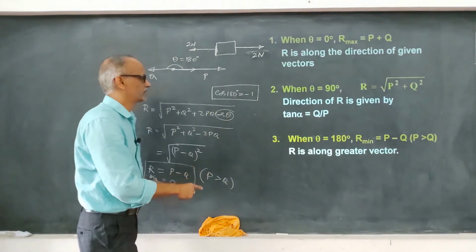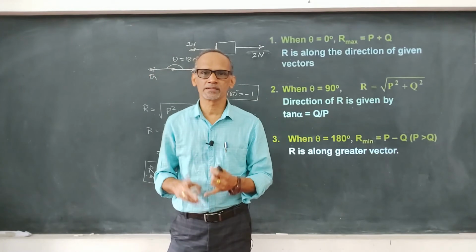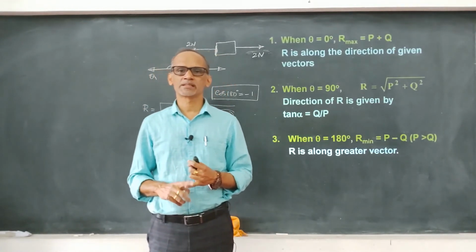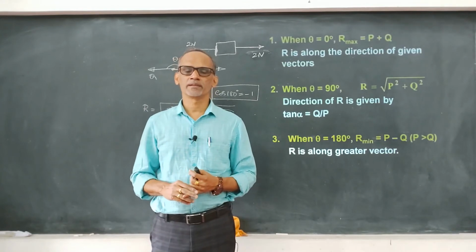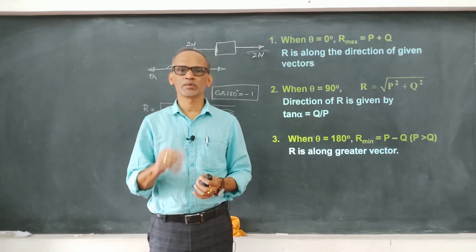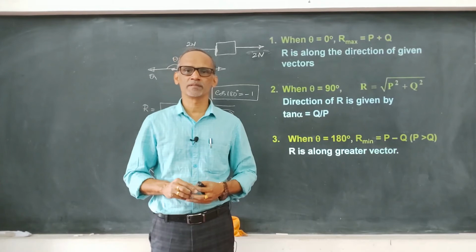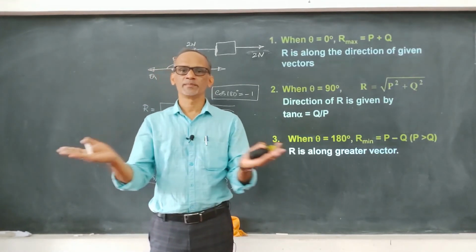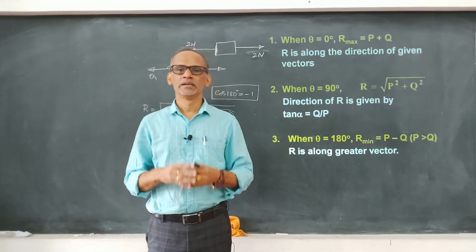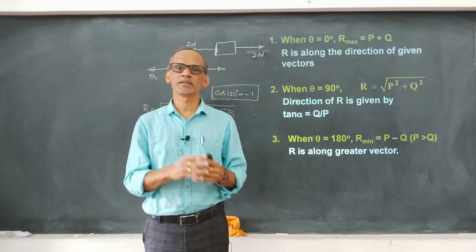So these are the three cases. Again, let me quickly revise the three cases. Theta 0, R is maximum, P plus Q. The direction of the resultant is along the given vector. When theta is 90 degrees, R is equal to root of P square plus Q square. Direction is given by tan alpha is equal to Q by P. And when theta is 180 degrees, which means when the vectors are opposite to each other, the resultant is minimum, given by P minus Q.